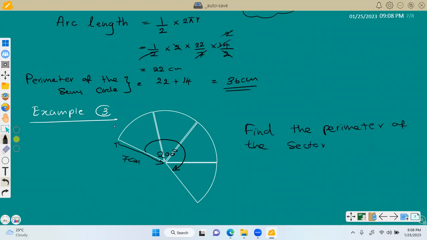Okay, find the perimeter of the sector. Please ignore the middle lines. Okay, the middle thin lines.